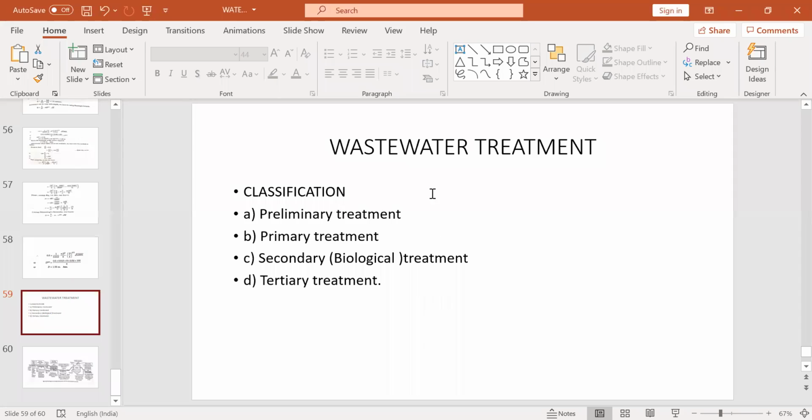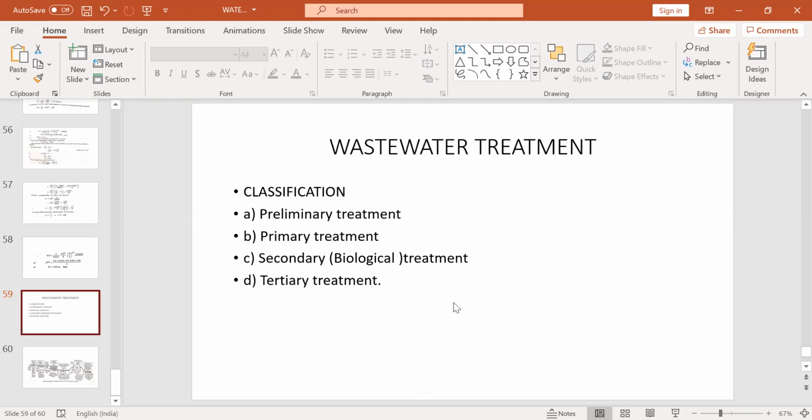So broadly, this is classified under four categories: preliminary treatment, primary treatment, secondary or biological treatment, and tertiary treatment. So what is a preliminary treatment? Preliminary treatment consists solely in separating the floating materials like dead animals, tree branches, papers, pieces of rags, woods, etc. And also sometimes heavy settleable inorganic solids. Now it helps in removing the oils and greases, etc. from sewage, and it reduces the BOD of the sewage by 15 to 30%.